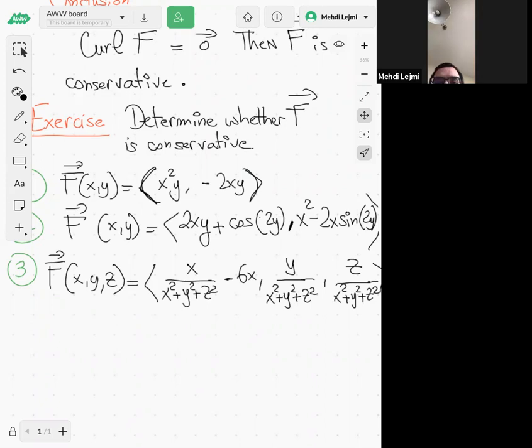Right, Anisha, David, any idea about number one? You know if the vector field F in number one is conservative or not? Okay, probably guys, you need more time, I guess.